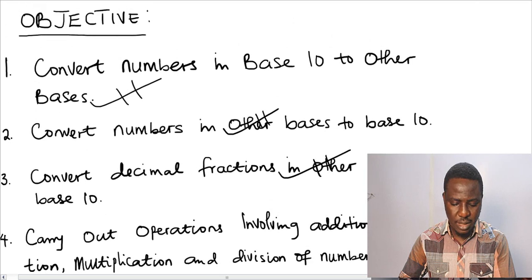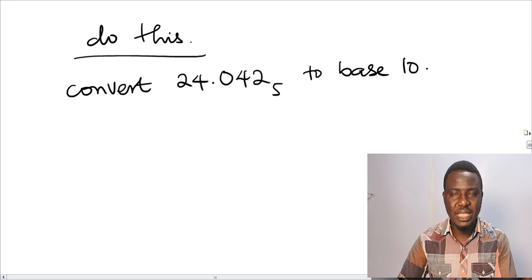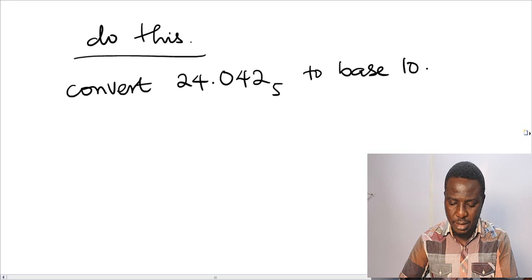At the previous classes, we were able to convert decimal fractions in other bases to base 10, and at the end of that class, I gave you an assignment which says you are to convert 24.042 base 5 to base 10. We'll have to look at the assignment. You have to compare it with mine to see if what you did was correct.